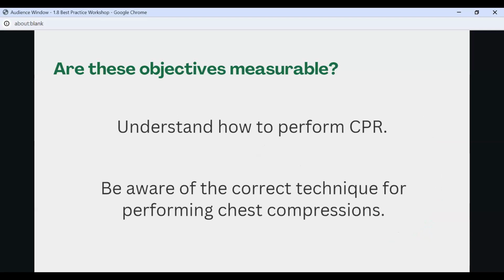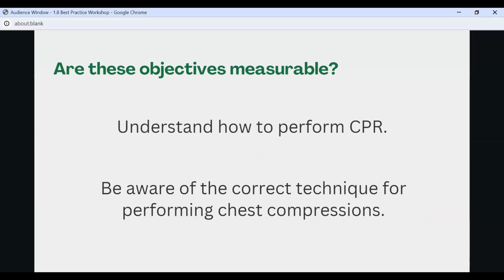So let's take a look at a couple of objectives, right? Are these objectives measurable? Understand how to perform CPR. Be aware of the correct techniques for performing chest compressions. Are these objectives measurable in your opinion? Not really. But why or why not? Yeah, go ahead.